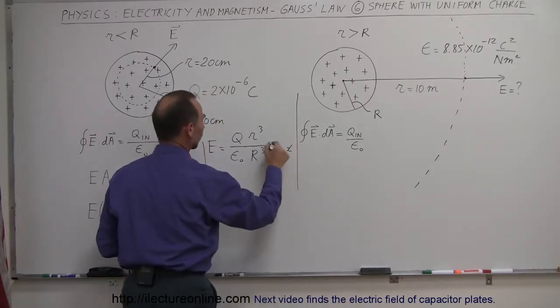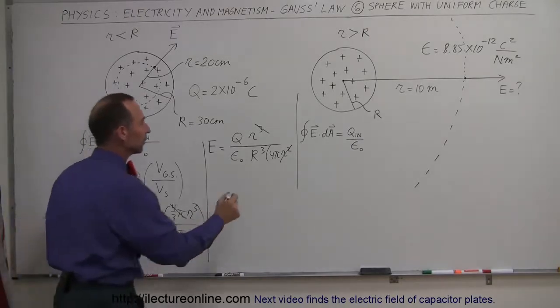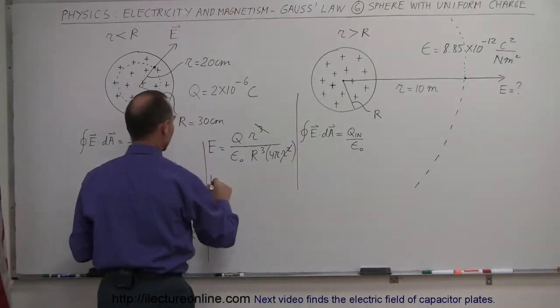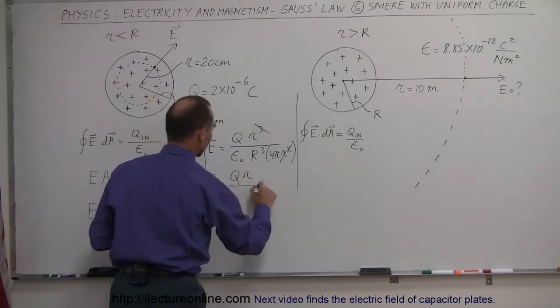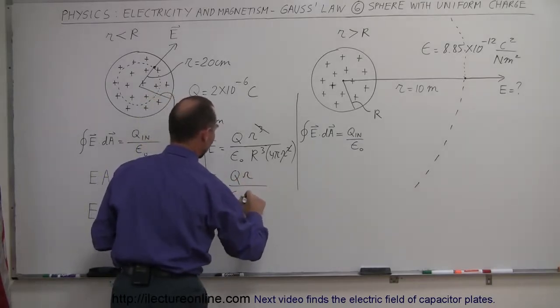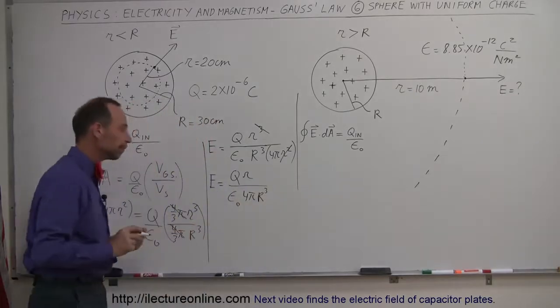And of course, this r squared will cancel out 2 of those. So we'll only be left with 1 r in the numerator. And so finally, we can say that the electric field is equal to Q times r divided by epsilon sub naught times 4 pi r cubed.